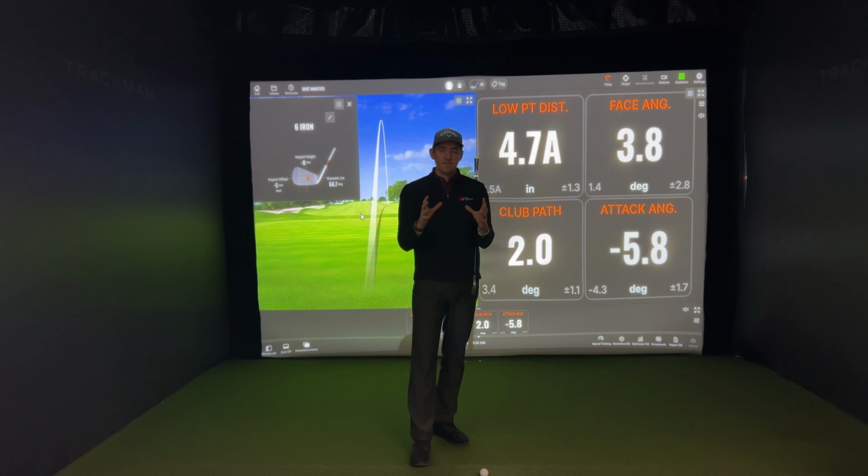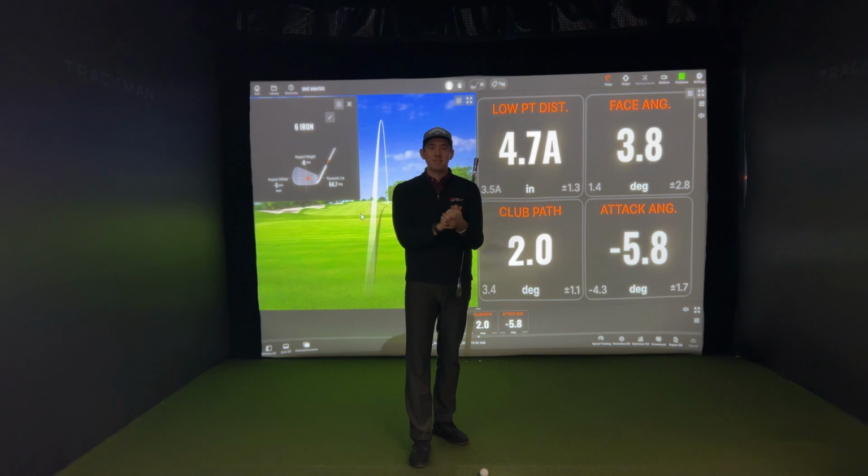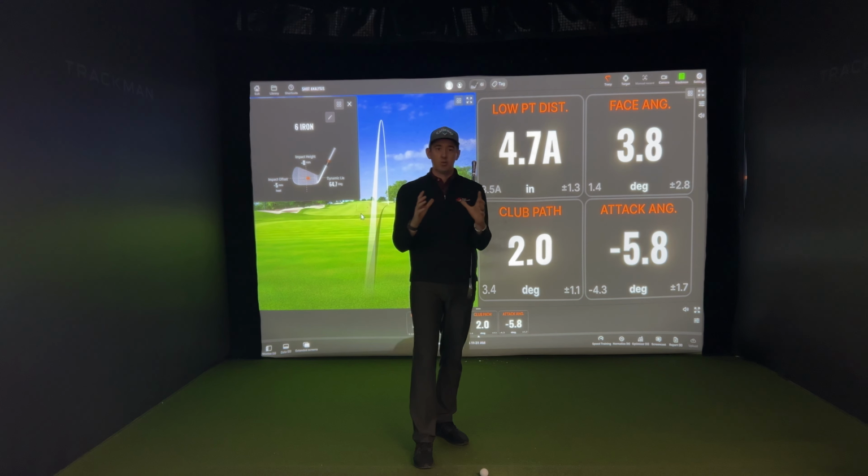If you've got some tech, that's fantastic. If you're at a place like I'm at right now inside Swing Factory and you're working on some things, that's incredible. Understand these 5 numbers, know what they mean to you, and use this to your advantage to start playing better golf.